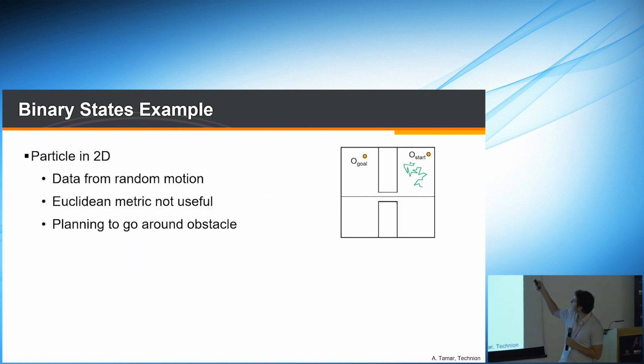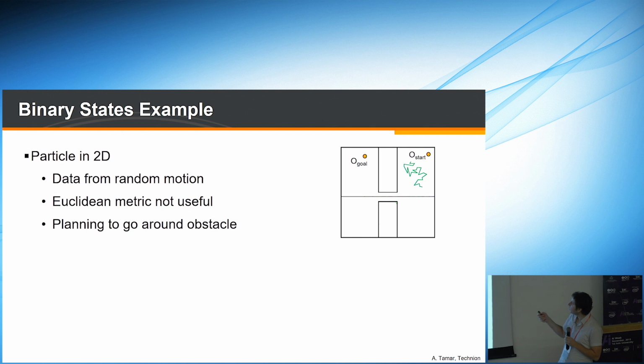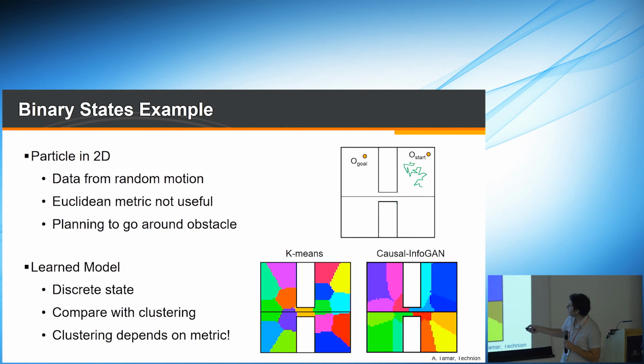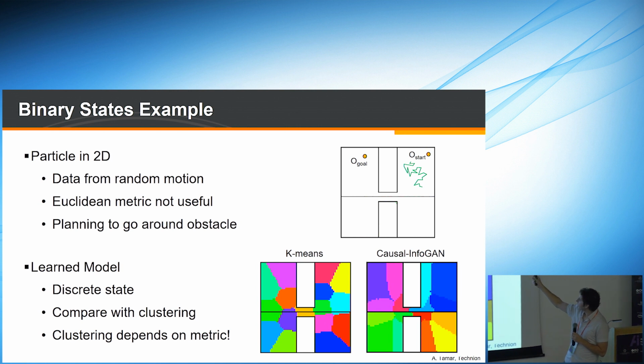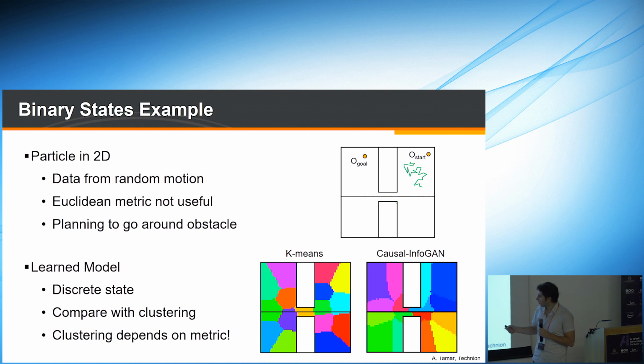So this is just a particle moving in two-dimensional space. We get data from randomly moving this particle, and we want to train this Causal InfoGAN model with a discrete state space. So what does a discrete state space mean here? It means that we're actually clustering this two-dimensional map into some clusters. Now, we made this map in a very particular way where a Euclidean distance measure is not informative. Notice that there are two tunnels that are not connected, but are in very close proximity. So standard clustering algorithms for this task will cluster those tunnels in the same state, which is definitely not relevant for planning using these clusters.